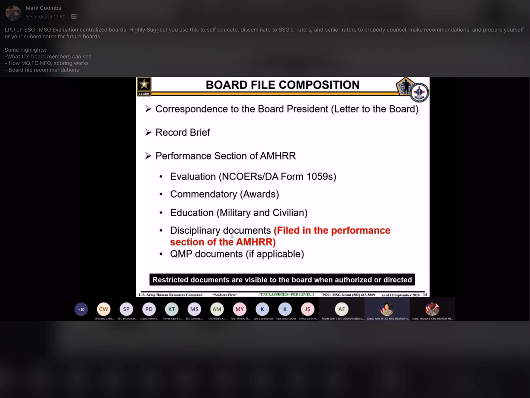And I will tell you, do not write a letter to the board about your GOMAR or your Article 15 or anything like that, saying that it's in your restricted file, because they cannot see your restricted file in an evaluation board. They can see it on a QMP, but if you're not QMP eligible and you're in the evaluation board, they will not see your restricted file. So if you write a letter saying, hey, I got a GOMAR 5 years ago, they can't see it, but now they know about it because you just told them. Okay.